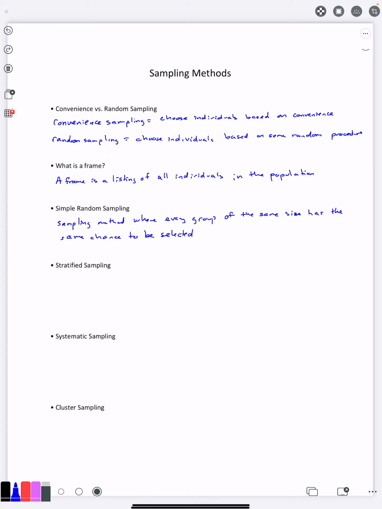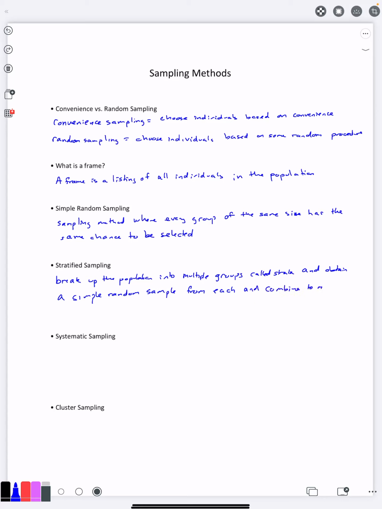So here's what we're going to do here. Stratified sampling is we break up the population into multiple groups called strata and obtain a simple random sample from each, and combine to make the full sample.